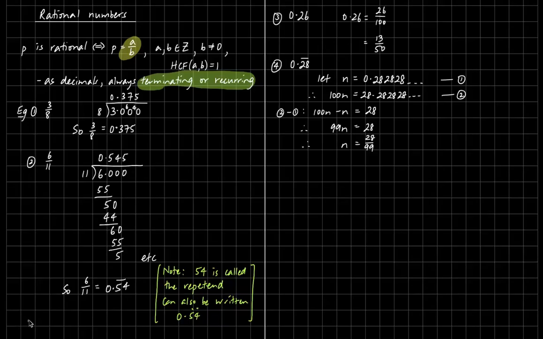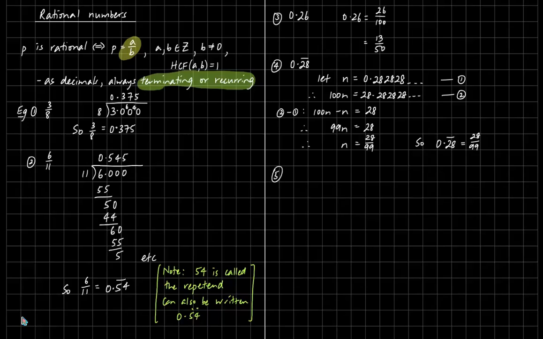Alright, so that was n, which was 0.28 recurring. So what I'm actually saying is 0.28 recurring is 28 over 99, and that can't be simplified any further. Right, let me do one final example where the repetend is slightly different. I'll try and fit it in here.